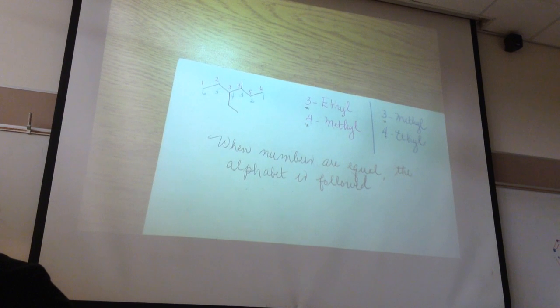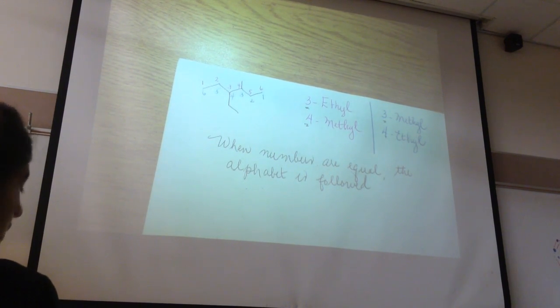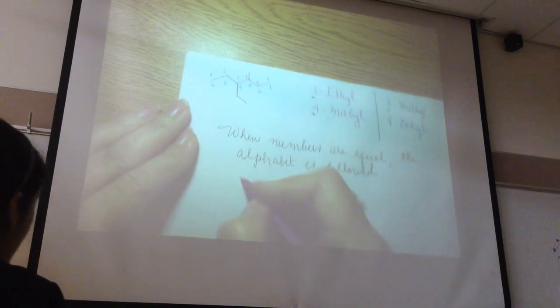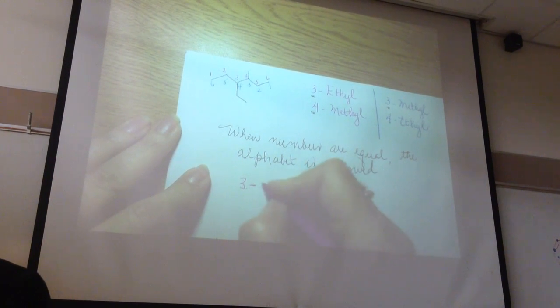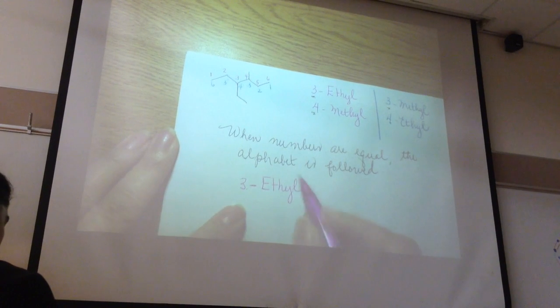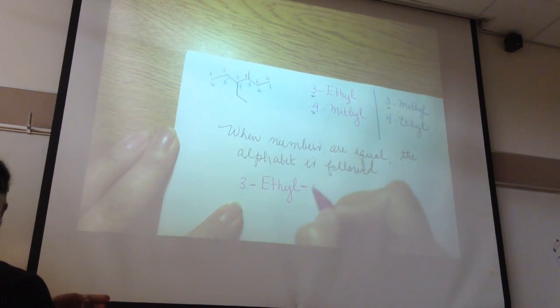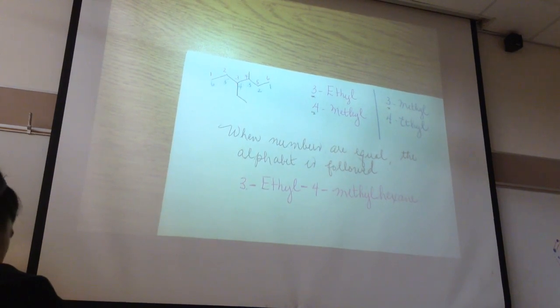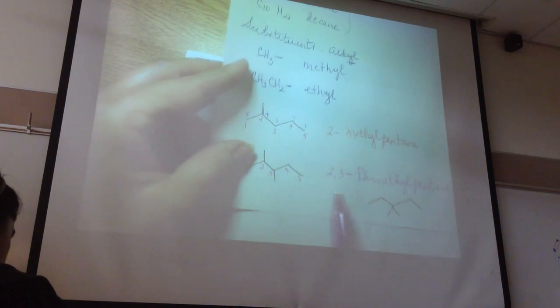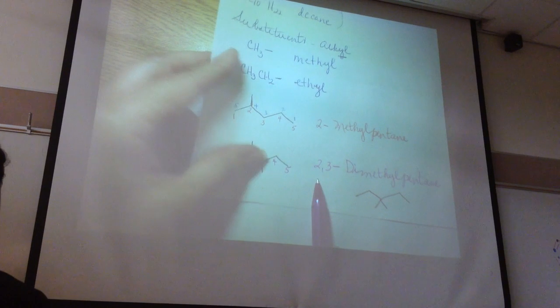Now here's another way that people that do IUPAC are incredibly particular, okay? So we start out with 3, we separate numbers from letters with a hyphen. So this becomes 3-ethyl. We separate letters from numbers with a hyphen. This becomes methyl. And all together, hexane at the end.